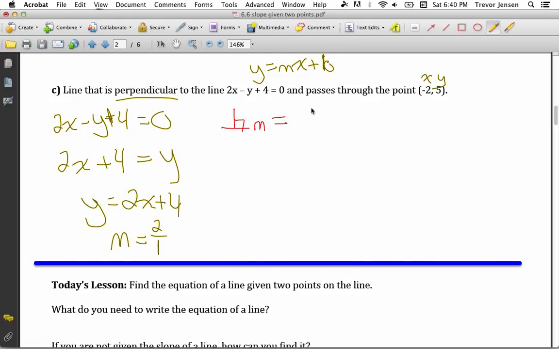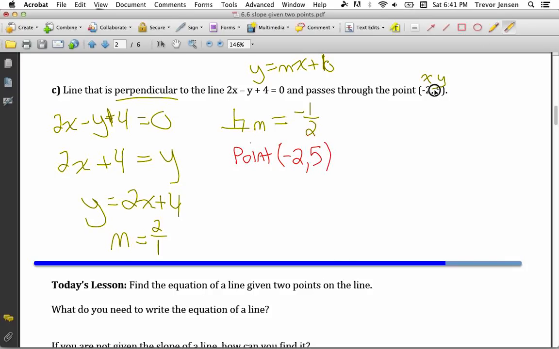And that means I must flip the fraction. So instead of 2 over 1, it's going to become 1 over 2. And I must change the sign. Since 2 over 1 is positive, I must make 1 over 2 negative. So this is the slope of a line perpendicular to y equals 2x plus 4. So I now have the slope of my perpendicular line. I have a point on the perpendicular line. It gave that to me in the question, point negative 2, 5.